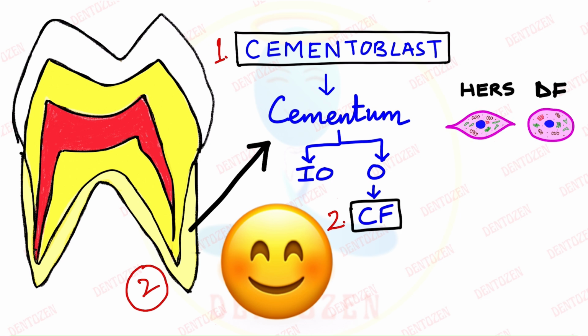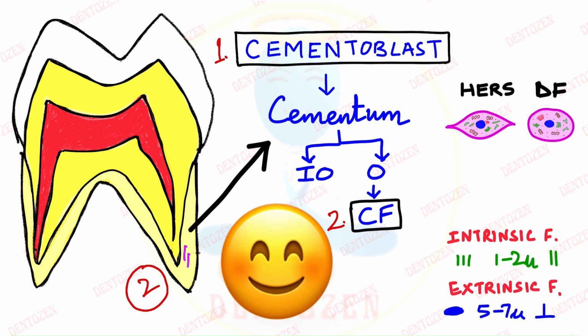And the fibers which are formed by the cementoblast are called intrinsic fibers. They are smaller and they are arranged parallel to the root surface. And the fibers which come from outside are called extrinsic fibers. They are larger and they are arranged perpendicular to the root surface and they come from periodontal ligament. So we have got our two types of cementoblast and two types of fibers. Now let's see how these cells and fibers help us in the classification.